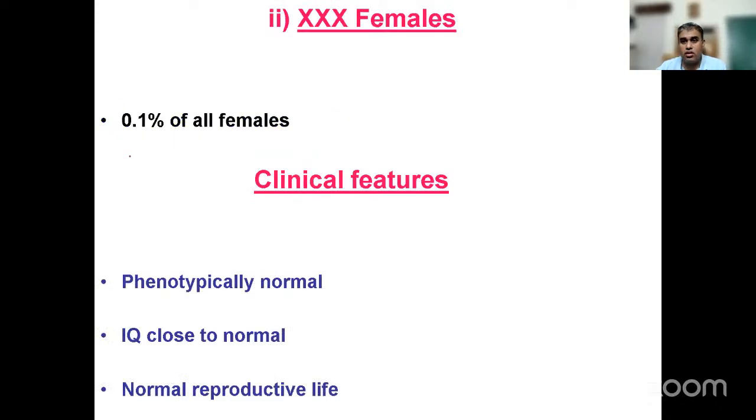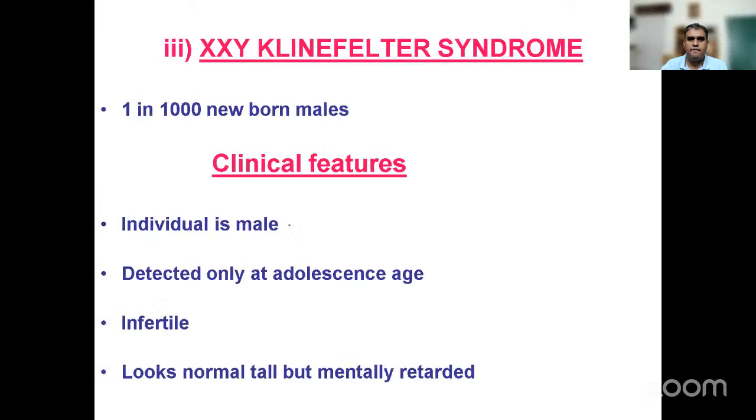Triple X females are also sometimes seen, so be prepared for that too, although a very small number of cases will have this. Clinical features: phenotypically normal, IQ is also normal. Second, genotype again. And then lastly, not least, Klinefelter syndrome. XXY, male having Barr body. And as we reach this, let us do one more MCQ over here.